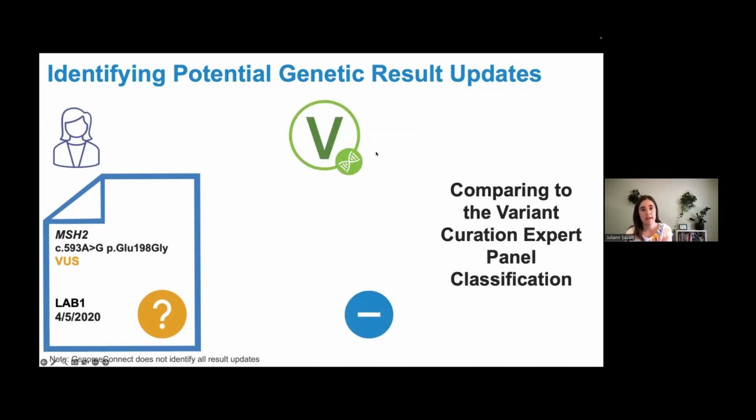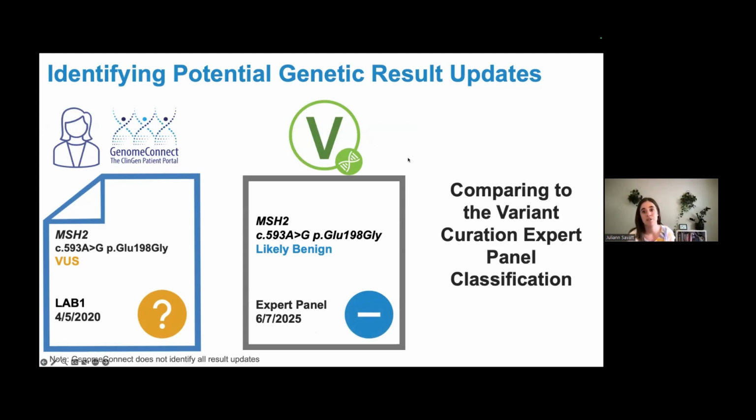The other way that we identify updates through our data sharing is by comparing to variant curation expert panel classifications. So if a participant uploads a report that says that variant is uncertain from the lab that did their testing, but we now see that an expert panel has classified it more definitively in the likely benign category in this example, that also is information that we feed back to participants. So we really rely on what others have submitted to ClinVar to help us identify when there might be updated information to share back. And again, we don't identify every single update, but should we identify one of these, that is information we share back with participants that choose to receive it.